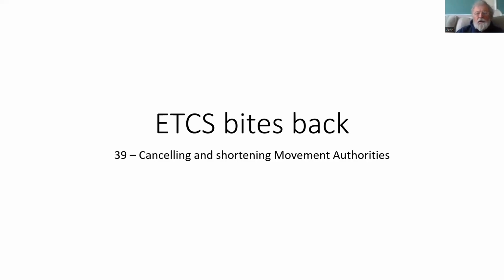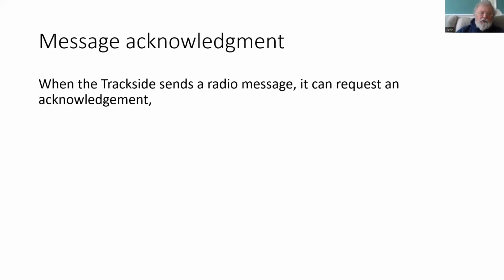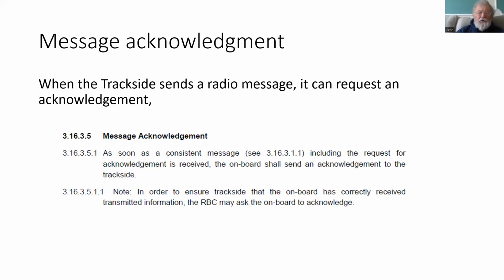So let's have a look at cancelling or shortening movement authorities. If something's happened and we want to reduce the amount of movement a train has got available, how can we do it safely? Well, the first thing to have a look at is the acknowledgement of messages. Every time that the trackside sends a radio message to an onboard, it can request an acknowledgement. And that's described in Chapter 3 of Subset 26.